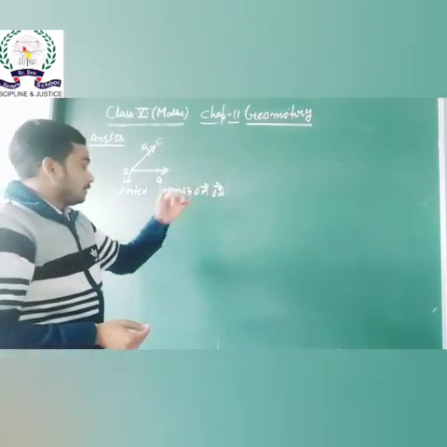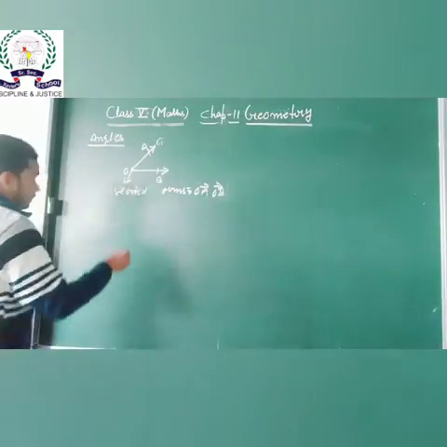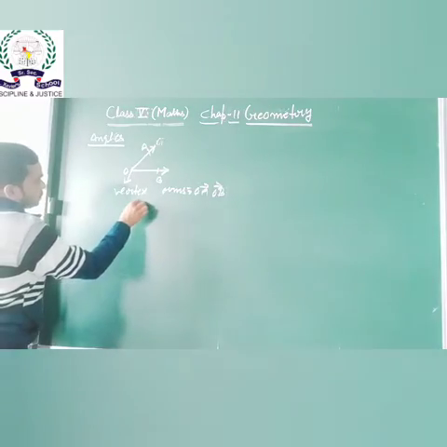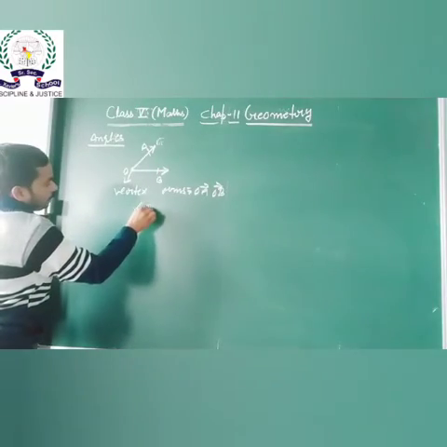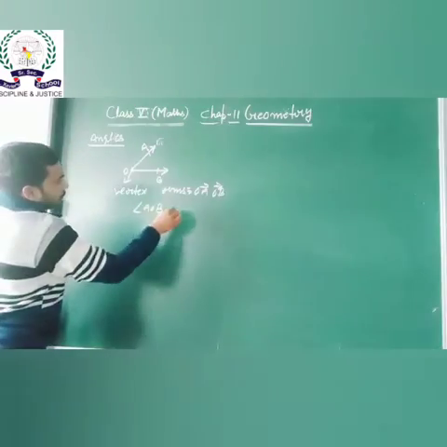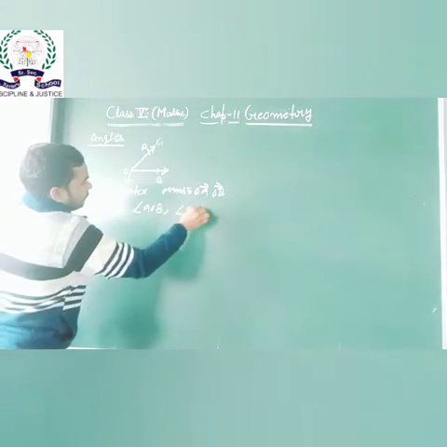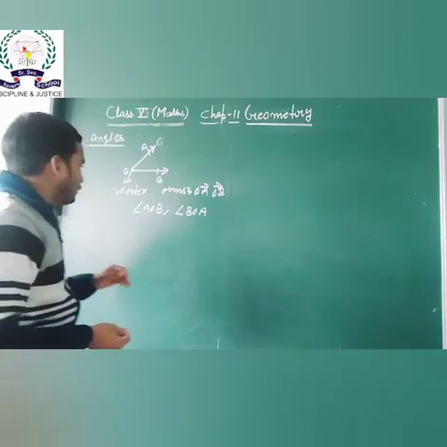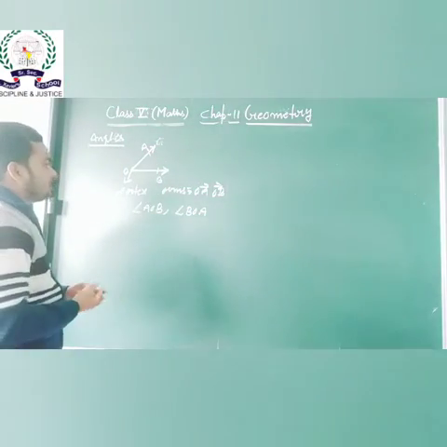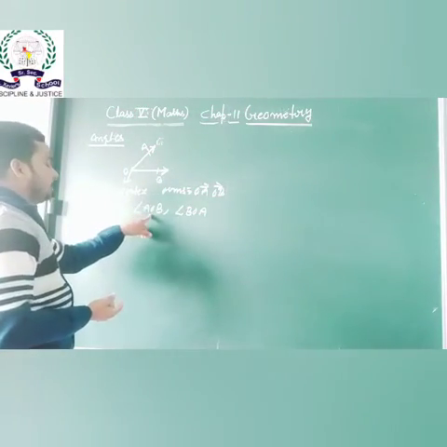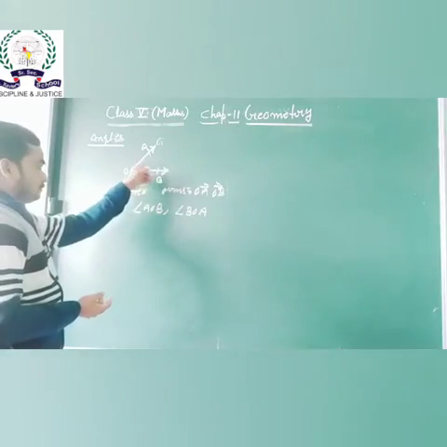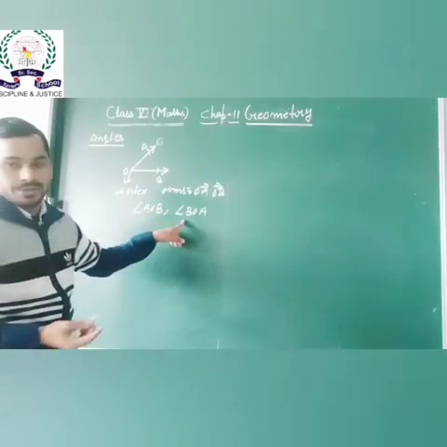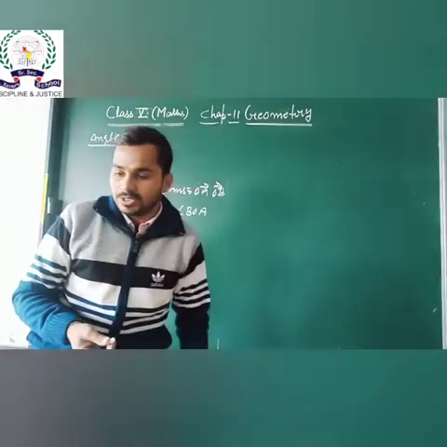So we write the name of this angle. The symbol of this is AOB or BOA. When we write the name of the angle, the vertex always remains between the other two letters, AOB or BOA. So this is how we write the naming of the angle.